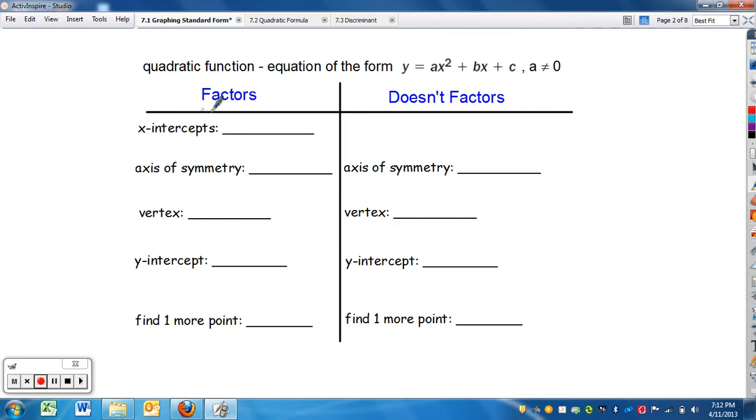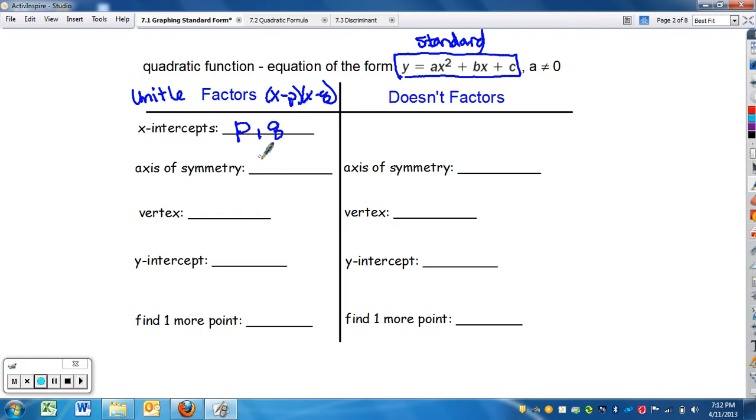So first, from last unit, everything factored when we had standard form, which is right here, the ax squared plus bx plus c. So when it factored, it looked like this: x minus p, x minus q. Well, then our x-intercepts ended up being p and q.